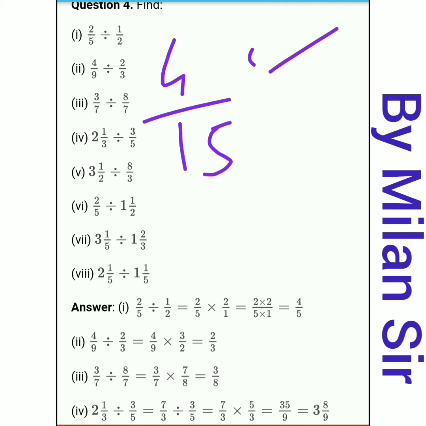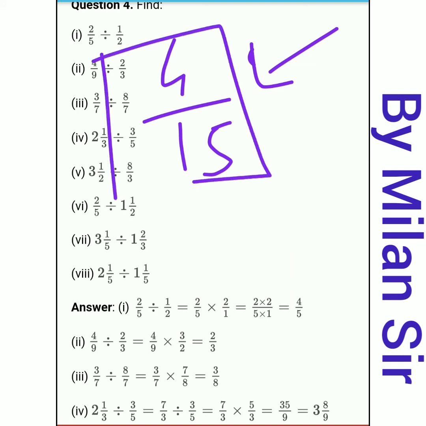Now this is a proper fraction, right? Because the denominator is greater than the numerator, we cannot convert it into a mixed fraction. So this is our final answer. We can only convert an improper fraction to a mixed fraction, right? These things I already explained in the theory part.